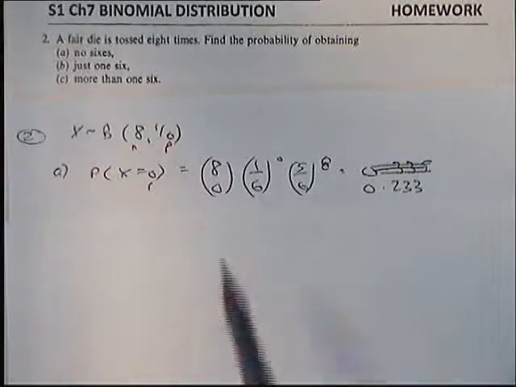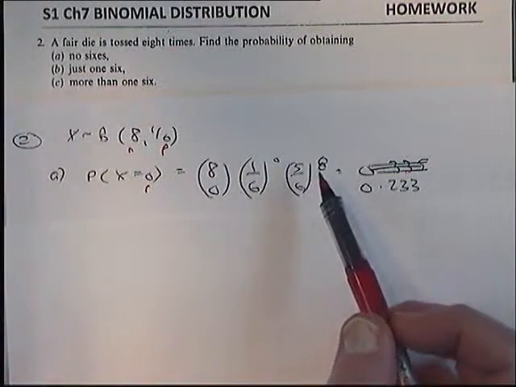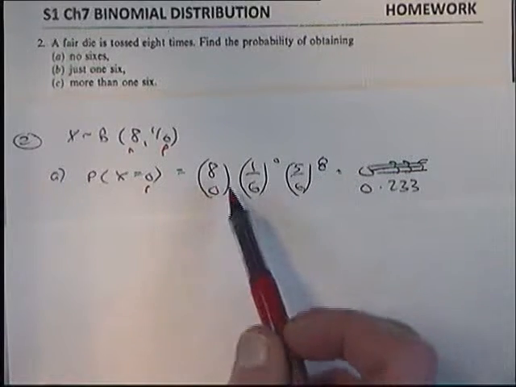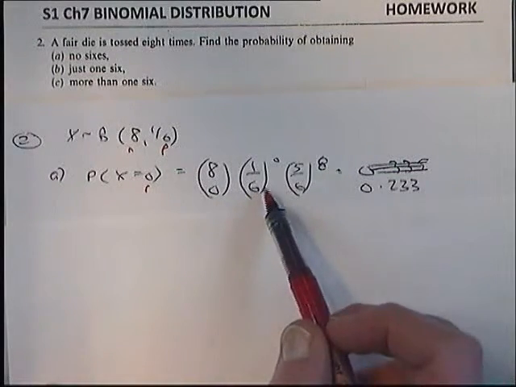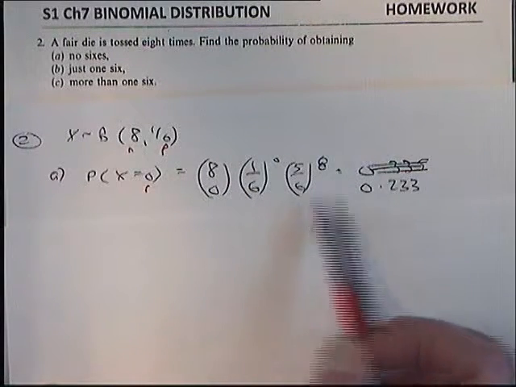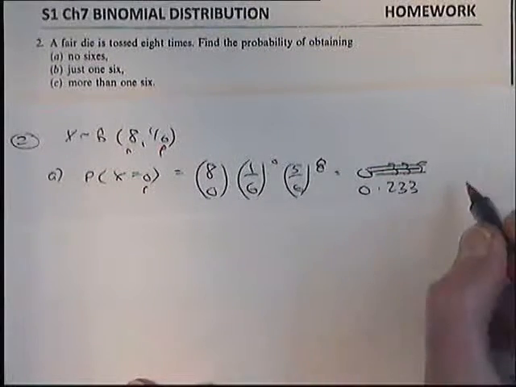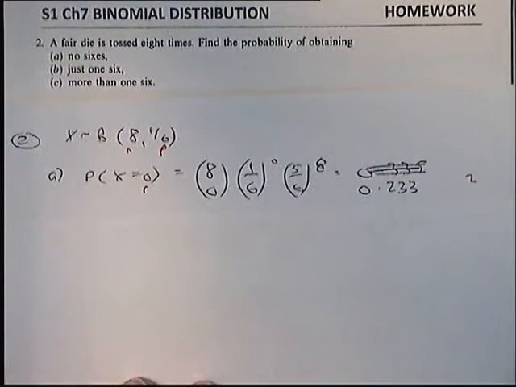Here's the formula: n choose r, p to the power of r, (1 minus p) to the power of n minus r. Anything choose 0, remember, is 1. Anything to the power of 0 is 1. So the only bit of the answer you get anything from is that bit there, and it's 0.233. Okay, so if you've got that right, can you give yourself 2 marks?